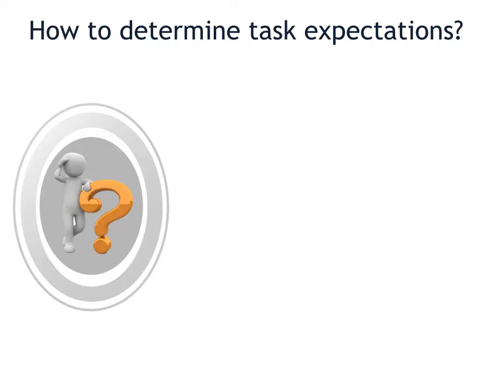So how do we determine these task expectations? Well, we need to look back at the curriculum and ask yourself, what is it that you really want the learners to know, to be able to do, and what you want them to understand? And in order to get this correct, you need to look at 4 things. The first is to look at the curriculum content. What does the curriculum require? What are the outcomes of the specific task?